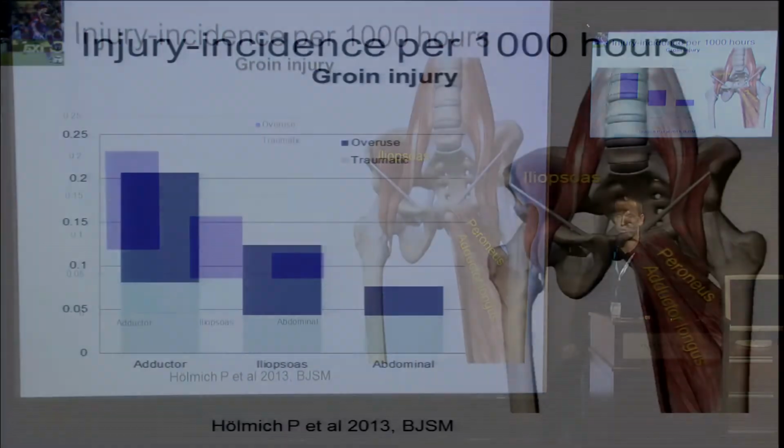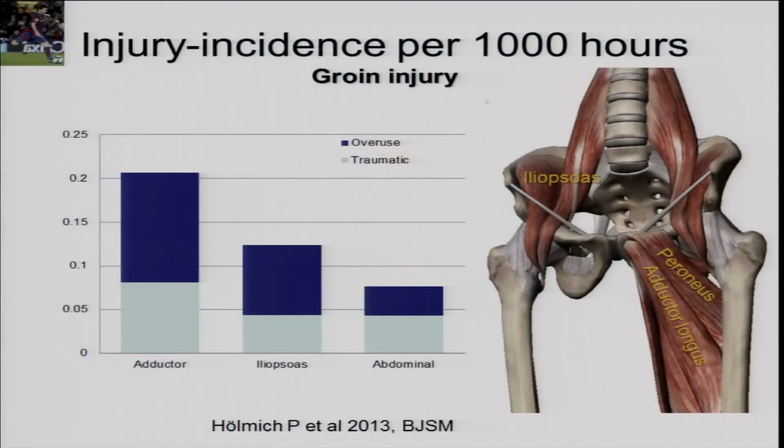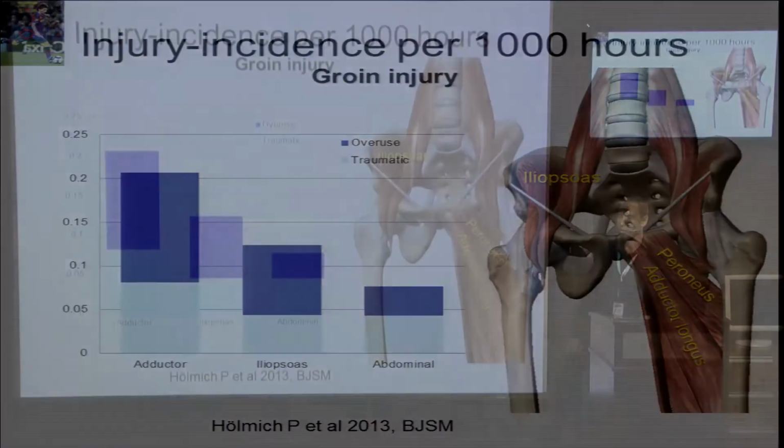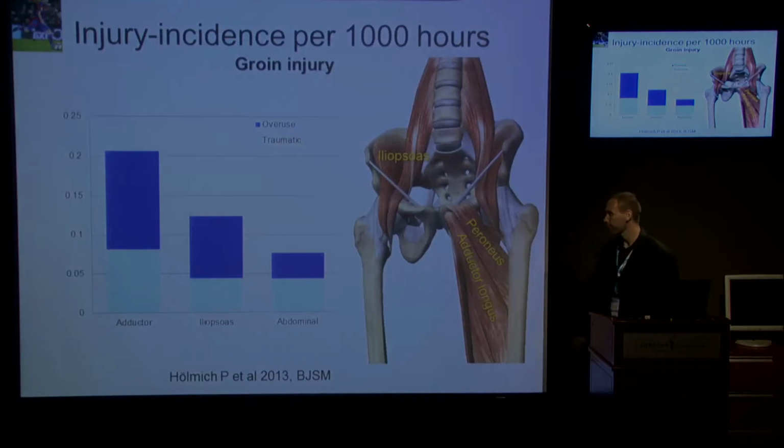So in relation to groin injury, adductor-related pains are most common. Second most common is pain related to the iliopsoas, and third most common to the abdominals. This is recent data by Per Hølmich and Christian Thorborg. And most of that is related to overuse injuries. It's more common than traumatic injuries. So I'll focus my presentation on these muscles.